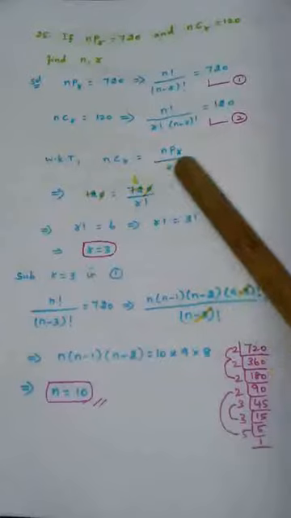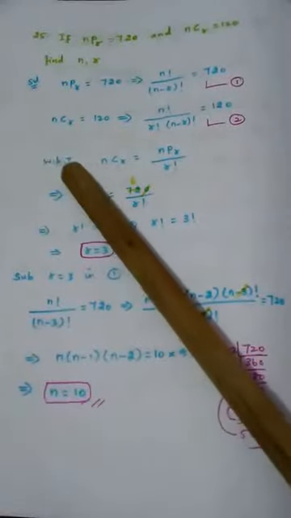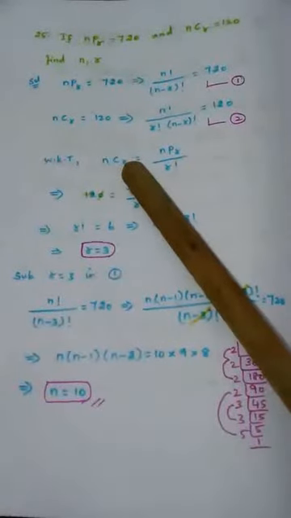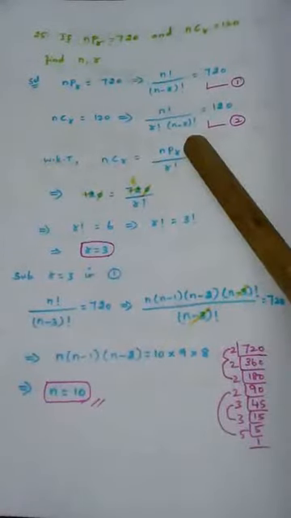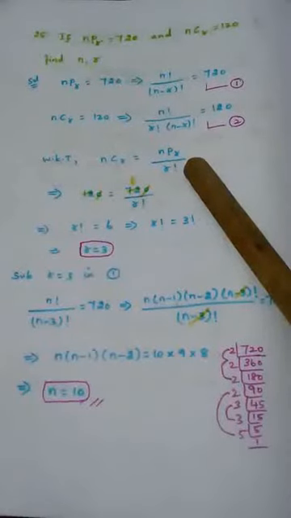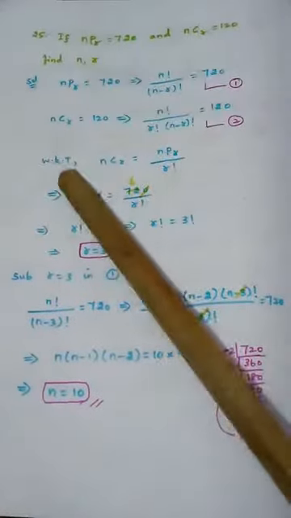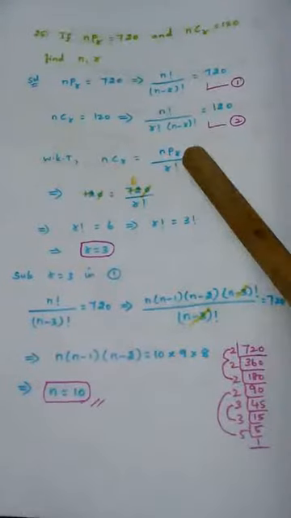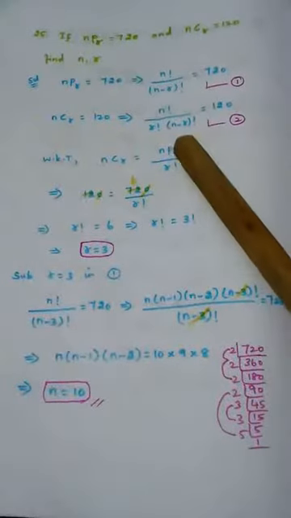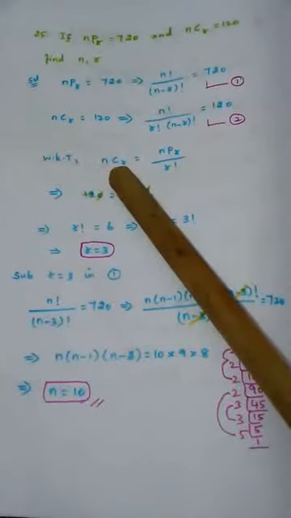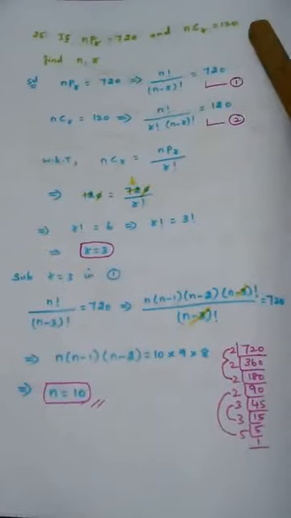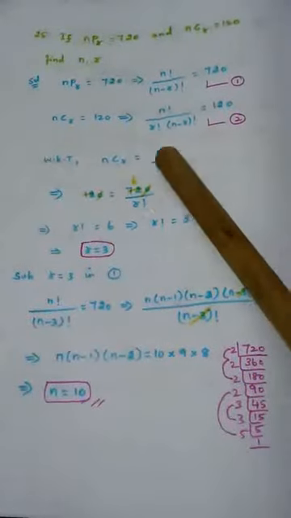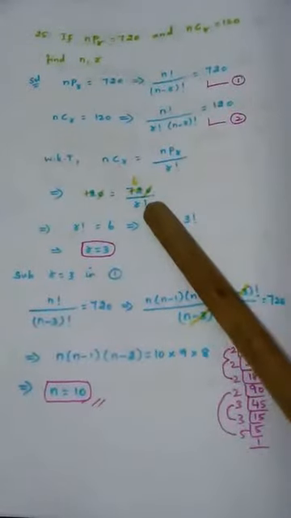Again, this is the result that we know. nCr can be written as nPr by r factorial. If you remember, I said this is the relation between permutation and combination. So nCr is equal to nPr by r factorial. The nCr value given in the question is 120. Substitute nPr as 720 by r factorial.